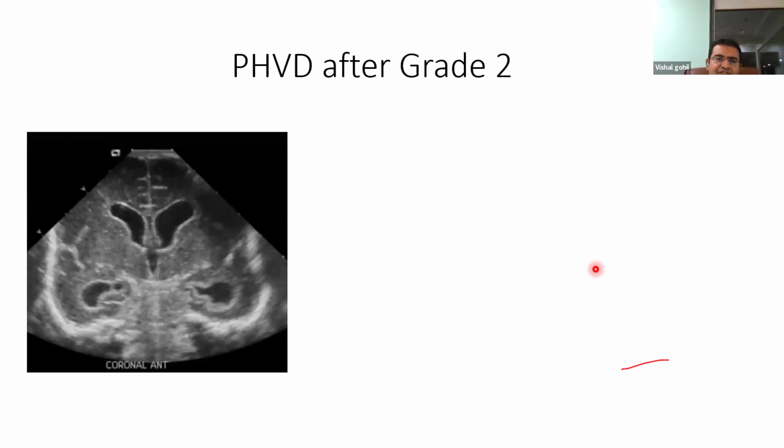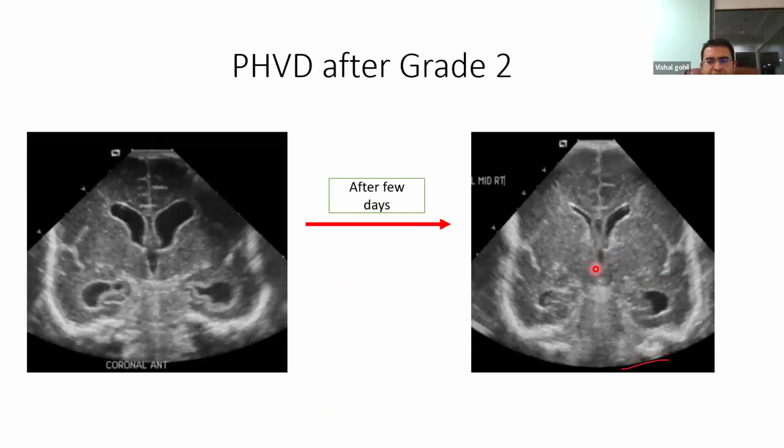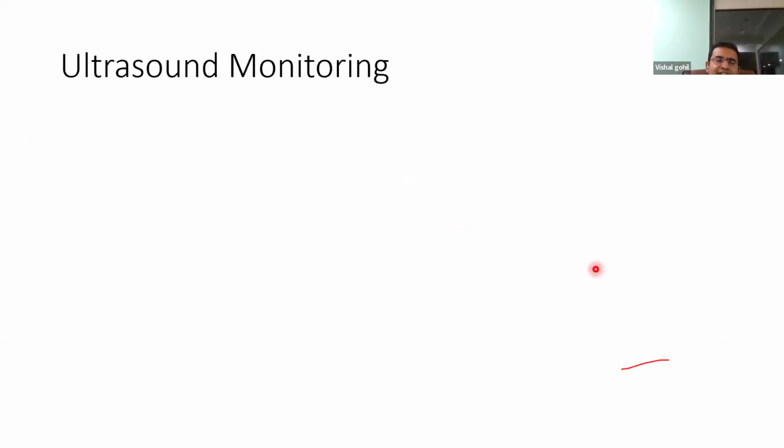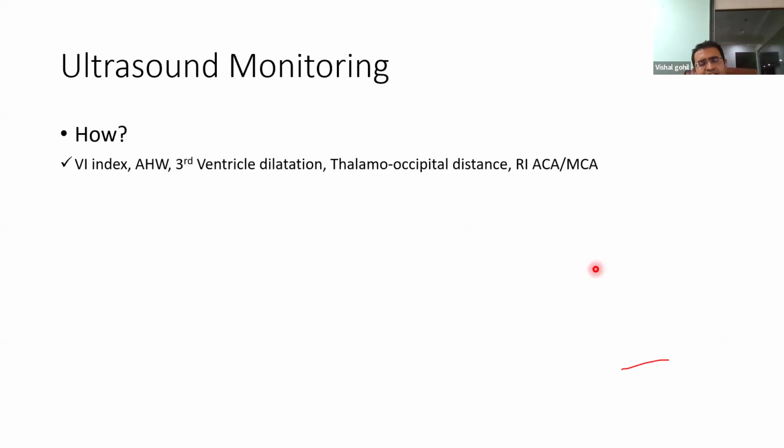Okay. So this is your grade 2 IVH. And if you follow over here, it ultimately resolves after a few days, because it has less chance of developing post-hemorrhagic ventricular dilatation. How will you monitor it by doing ultrasound? So there are five parameters you need to monitor. Most commonly it is the ventricular index, which is the most widely accepted all over the world. Second would be the anterior horn width. Third would be third ventricular dilatation. Fourth is thalamo-occipital distance. And fifth would be the resistive index in ACA and MCA.